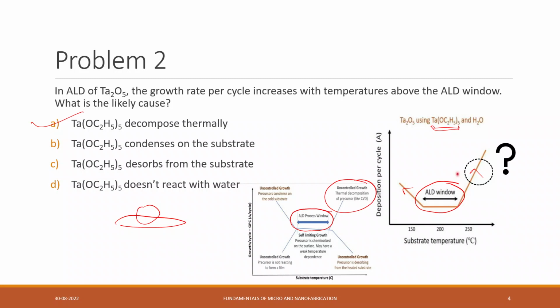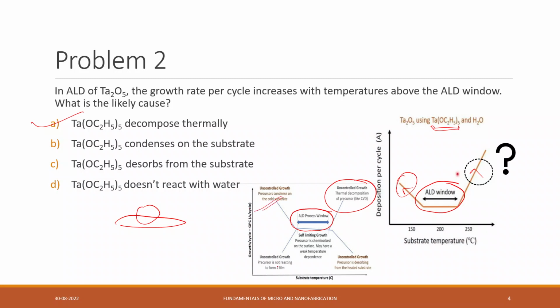The other options: with uncontrolled growth, a precursor condenses on the cold substrate. Because it is vaporizing, it forms something like PVD. It condenses on the substrate. That is also not ideal for an atomic layer.